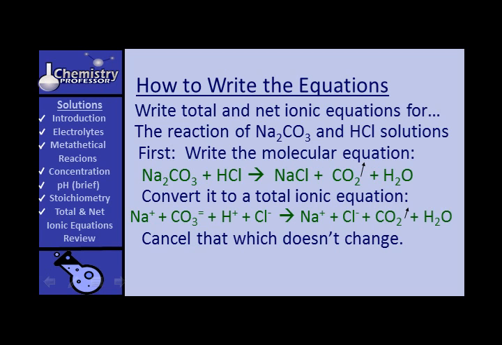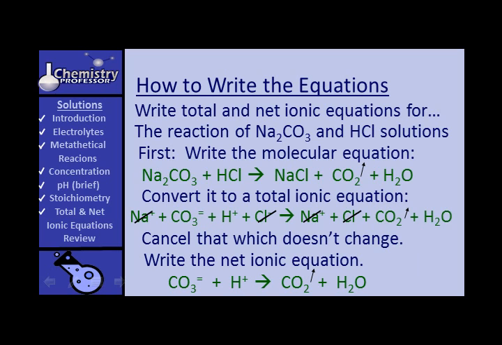Now let's cancel that which doesn't change. So we cancel sodium ions, and we cancel chloride ions, and look, everything else changes. So now we write the net ionic equation, which happens to be the reaction of the carbonate radical with the hydrogen ion producing carbon dioxide and water. Are you getting the idea?